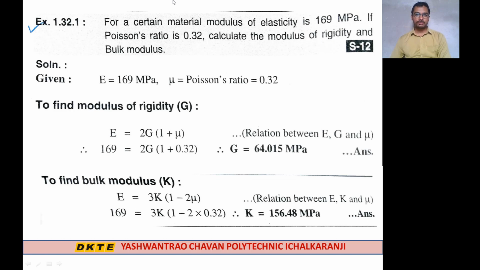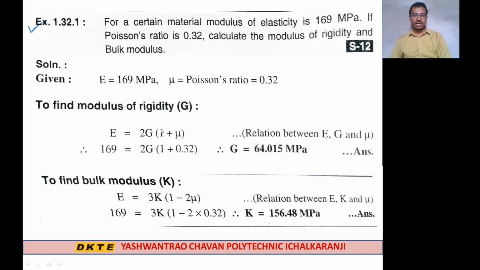Problem number 1. For a certain material, modulus of elasticity is 169 MPa. If Poisson's ratio is 0.32, calculate modulus of rigidity and bulk modulus. E, Young's modulus, is given 169 MPa. Poisson's ratio mu is given 0.32 and asked to calculate modulus of rigidity, that is G, and bulk modulus, that is K. We know the relation between E and G. E is equal to 2G into bracket 1 plus mu. Put the value of E in terms of MPa, we will get the value of G also in terms of MPa.